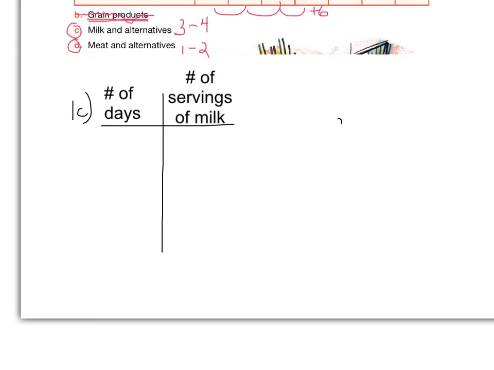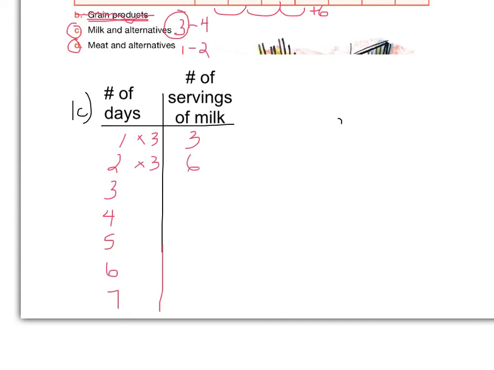All right, so I've created my T-table. I've clearly labeled it, number of days and number of milk servings. I'm going to go with the lower number. I'm going to go with the 3. And we need up to 7 days. So 1, 2, 3, 4, 5, 6, 7. And I know with the first day I need 3. So I'm going to go across my T-table. And each day I need 3 more. So I'm really multiplying by 3.